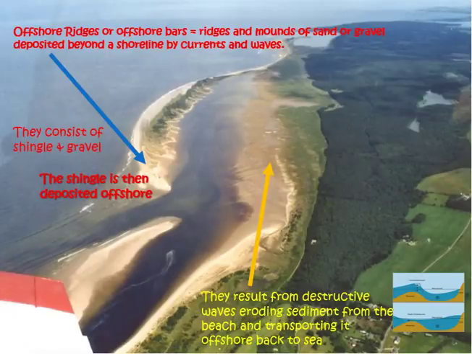Element of beach morphology number 3 is offshore ridges, also known as offshore bars, and we can see one of these just here.